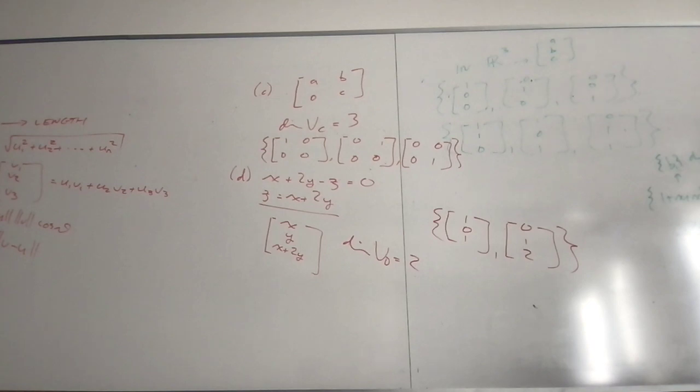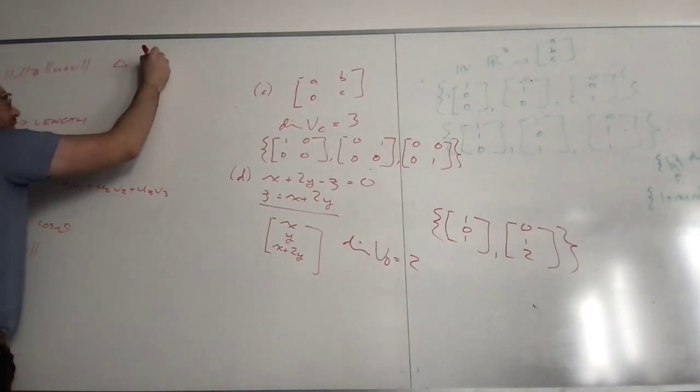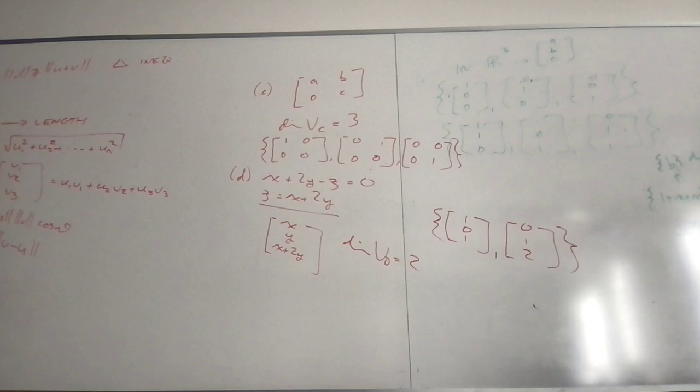Or the norm of u plus v. The norm of u plus the norm of v is equal to, or is it greater than or equal to, the norm of u plus v. Do you know what that one's called? Triangle inequality. So that's one of them.